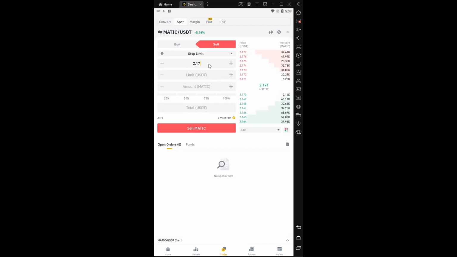So you are telling the market that if the price reaches 2.17, sell this coin for me, place a market order, place a sell order for me at this price, 2.17. If the market doesn't reach 2.17, the sell order will not get activated or triggered. It will just be in your order book.